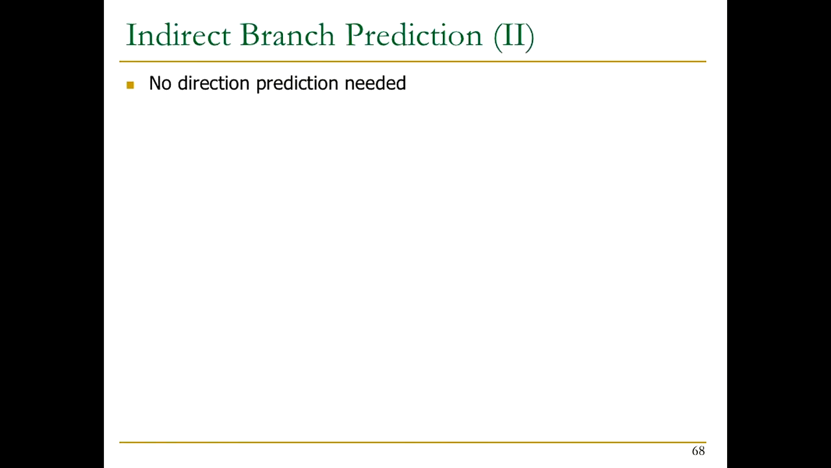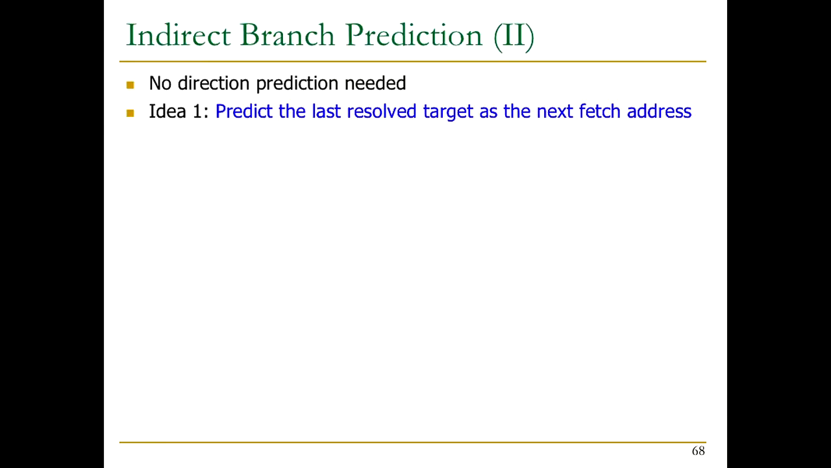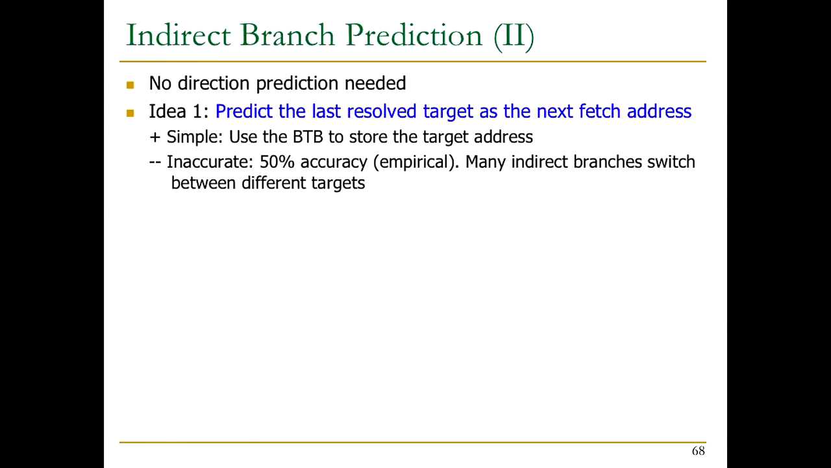First of all, there's no need for direction prediction. That's good. One idea is to predict the last result target address as the next fetch address. This is last target prediction for a given indirect branch. And you already have the last target. You can put that into the BTB. It's a simple approach. You can use the BTB to store and predict the target address. The downside is it's actually very inaccurate.